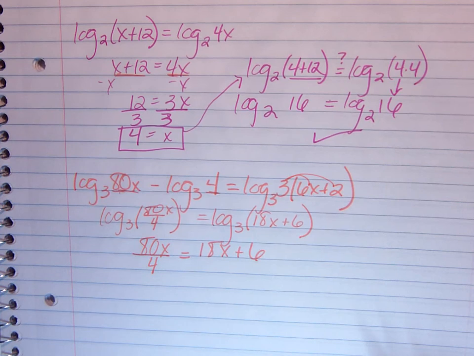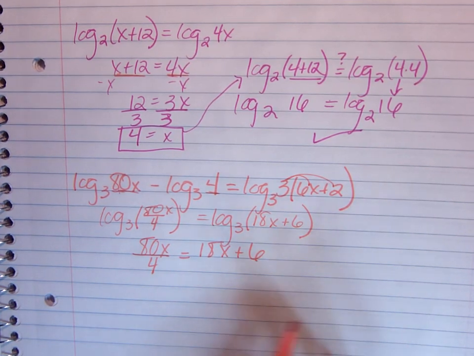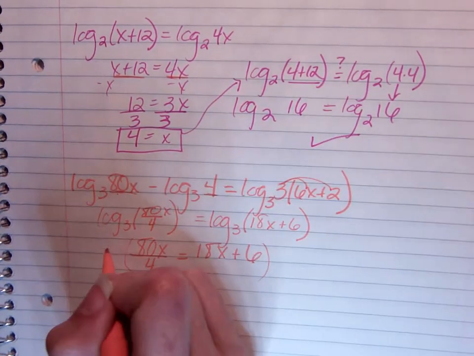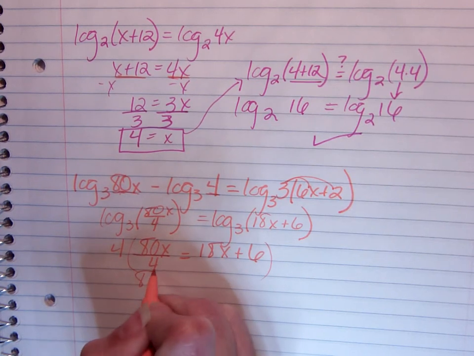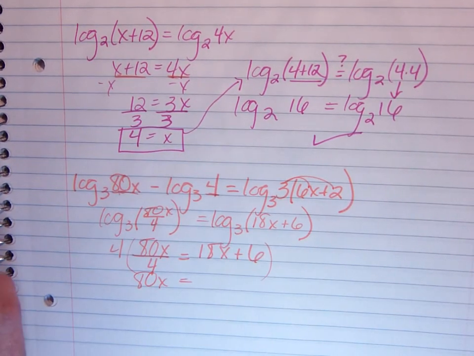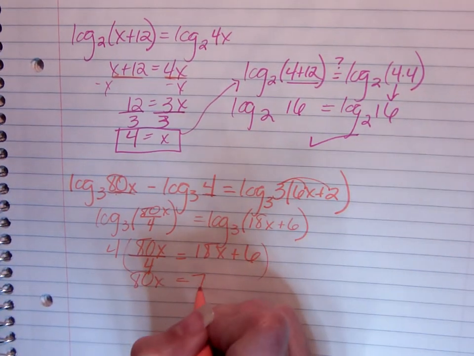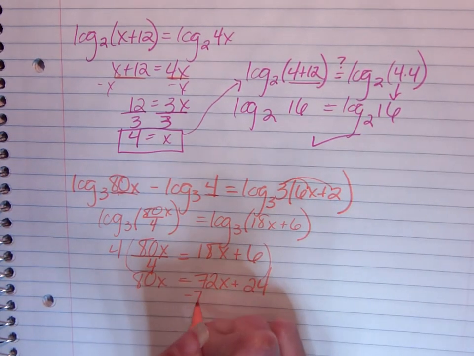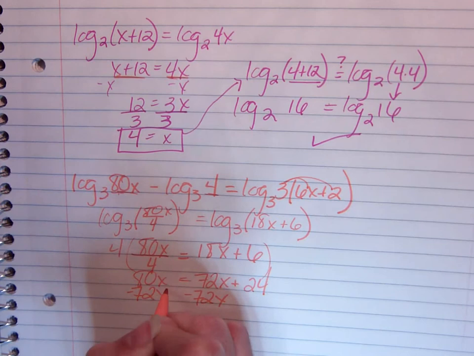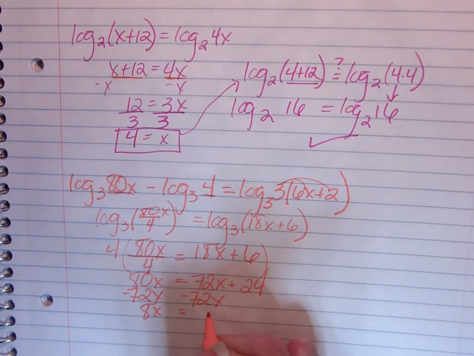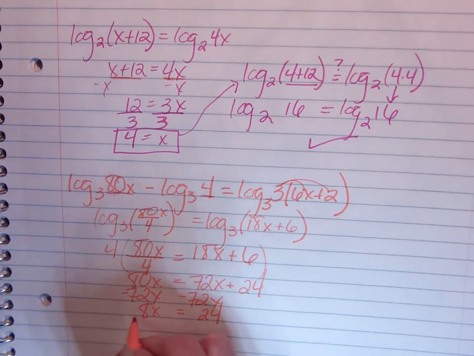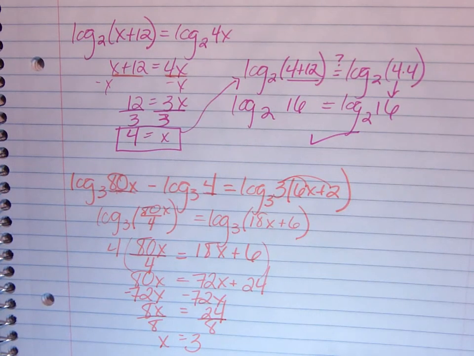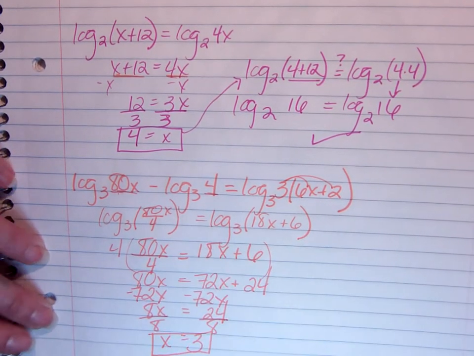Now it's just a matter of solving. This one looks a little worrisome, but we're just going to start isolating out. We can clear this fraction if I multiply everything by 4. So now we're looking at 80x is equal to 18 times 4, which is 72x plus 24. Subtract. And 8x equals 24. Divide by 8. And x equals 3. All that work, just to get a little 3.